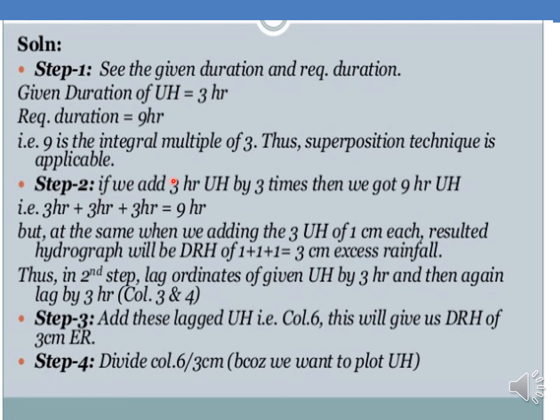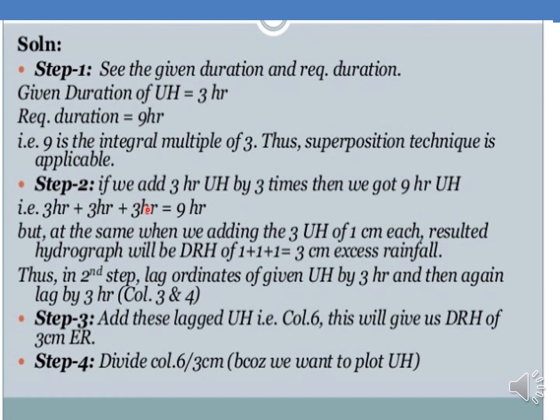Step 2, if we add 3 hour unit hydrograph by 3 times, we will get 9 hour. That is 3 hour plus 3 hour plus 3 hour. So how many unit hydrograph is needed? 3 unit hydrograph is needed to derive this 9 hour. But when we add these 3 unit hydrograph, the obtained value is for 3 centimeter rainfall.